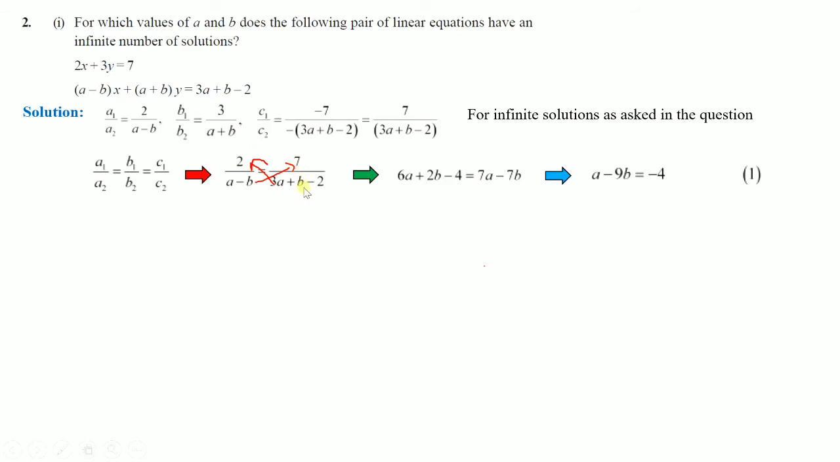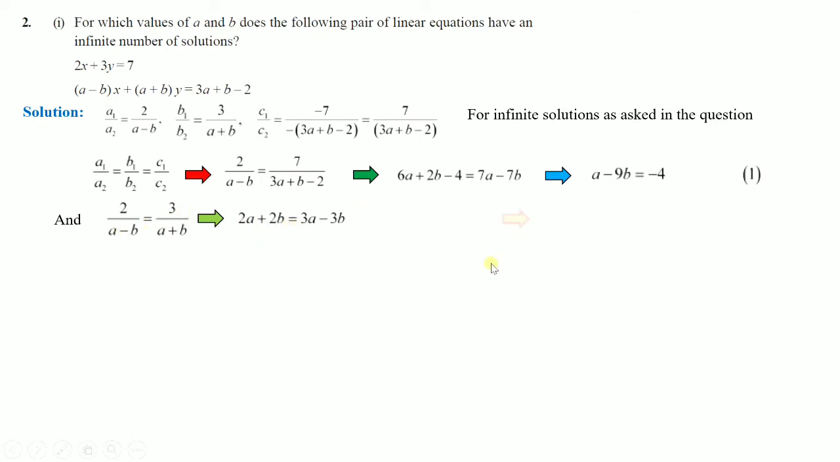Okay, then next, now we are taking first and second. Here we had taken first and third, so let us take a1 upon a2, that is 2 upon a minus b, equals to b1 upon b2, which is 3 upon a plus b. Let us cross multiply again this way and this way. So 2a plus 2b is equal to 3a minus 3b.